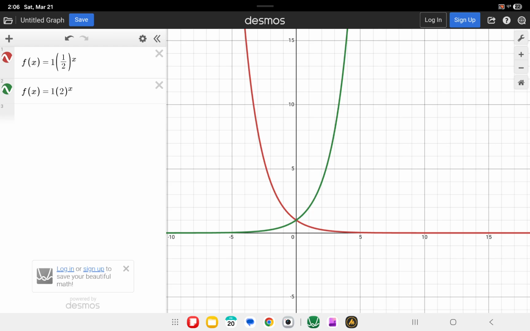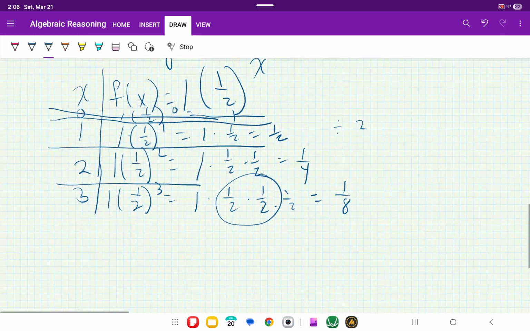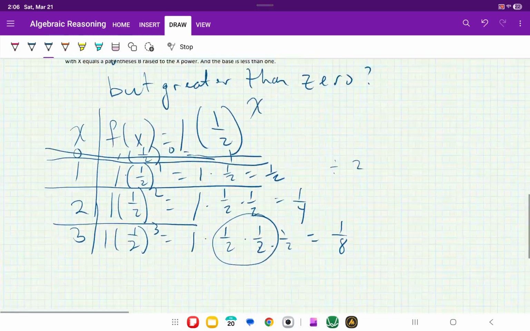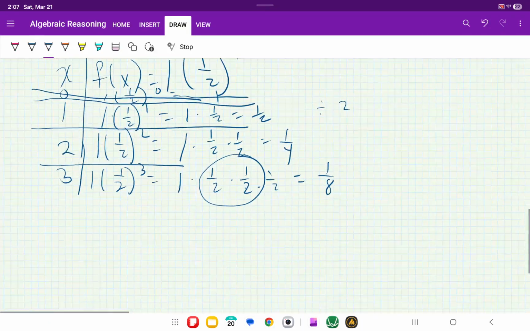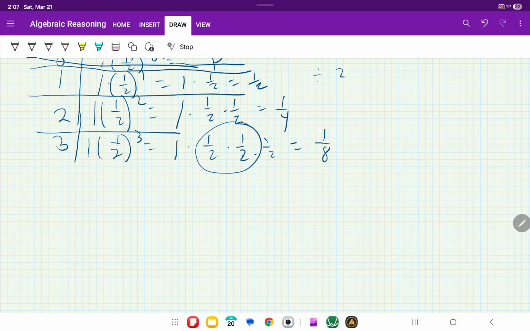All right, so that is the entire lesson for what I've covered. So we're going to go ahead and do a real quick run through here. On this one, it is going to be exponential decay.